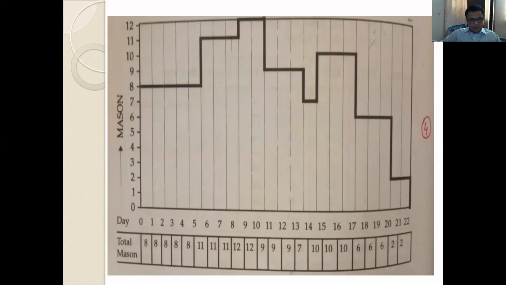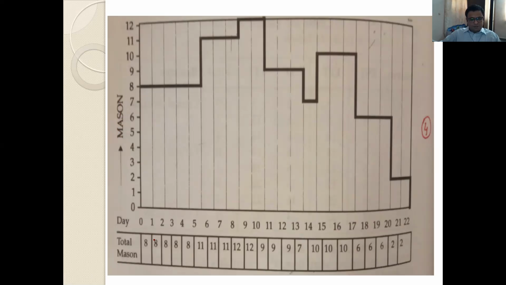Here on the x-axis, we have plotted the duration. That is 1, 2, 3, 4. Total duration will be 22 days. And on the y-axis, the resources. Here, the resource is mason. That is plotted on the y-axis. So, we have to plot this histogram for the resource required for each of the day.